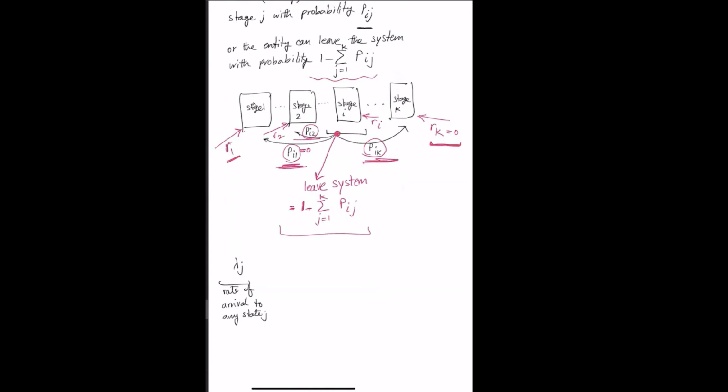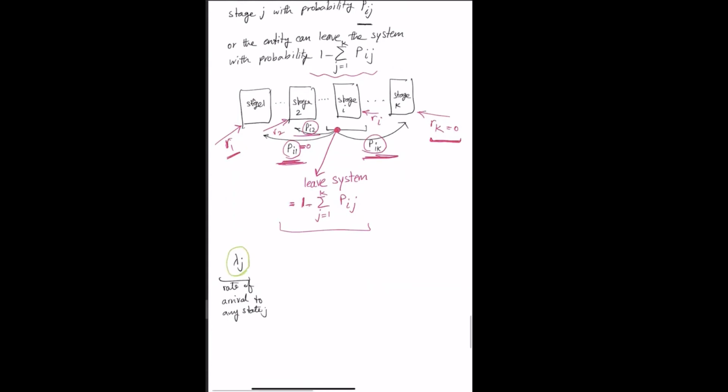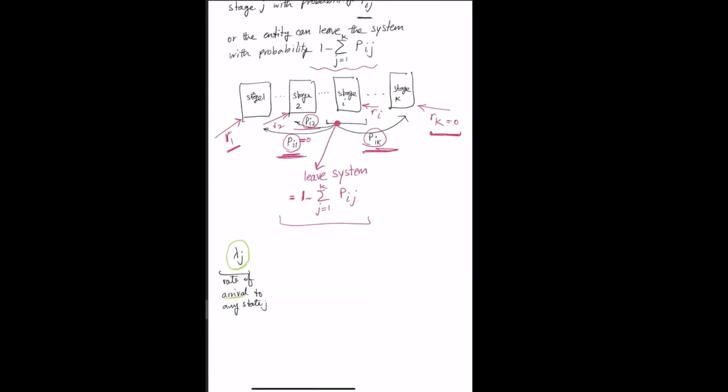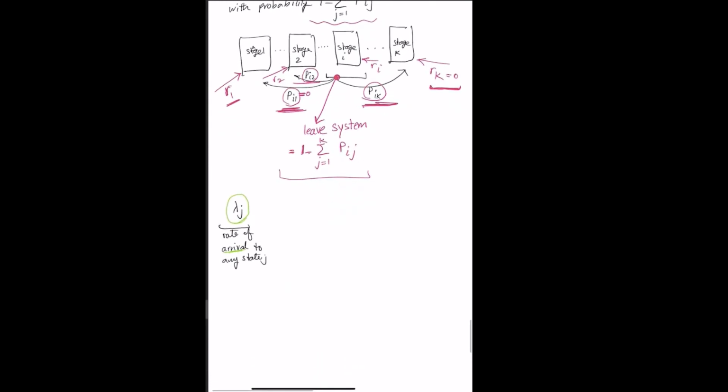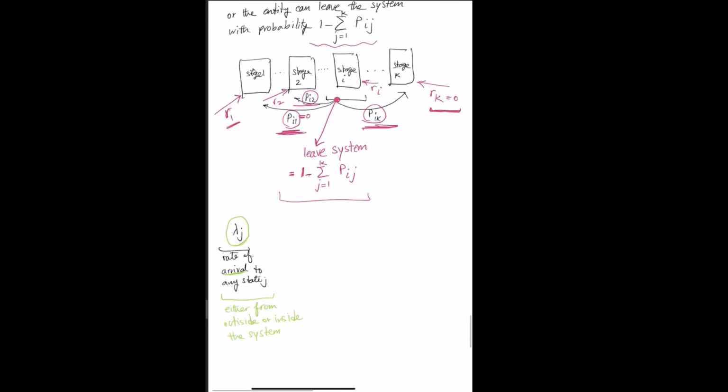However, also note that when I say lambda j, these are the rate of arrivals to stage j from anywhere. So when I say arrival to stage j, it is either from outside or inside. Because at the end of the day, if we want to model any one of these systems, because we will learn that we are going to model each one of these stages separately, if I want to model any one of these stages, there are some entities that are waiting to get processed in that stage.